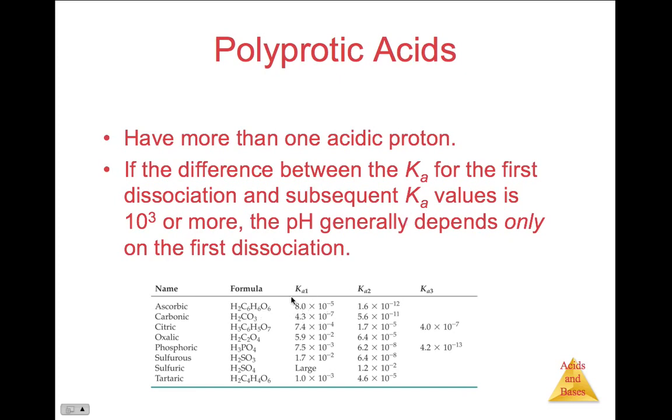You can see here, here's the Ka1 and the Ka2. That would be for the second dissociation, that's why it's a 2. And then some even have a Ka3 because they have 3 acidic protons. So you can see here H3PO4 has a Ka3. When it releases its third proton, it would have that Ka value.